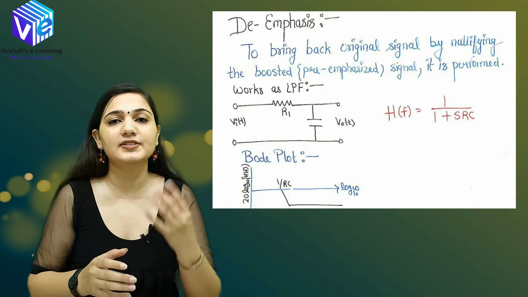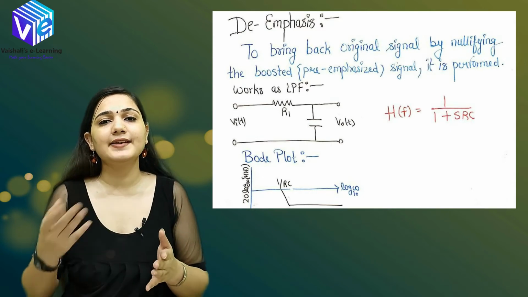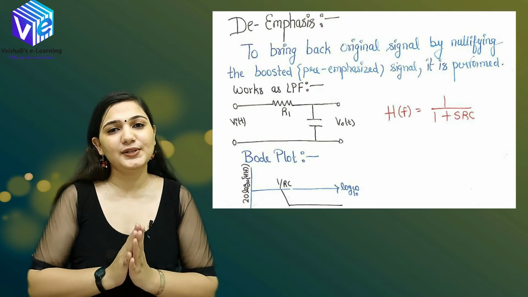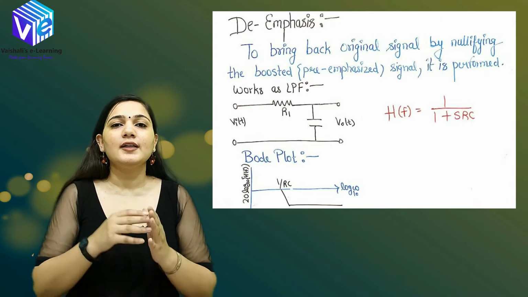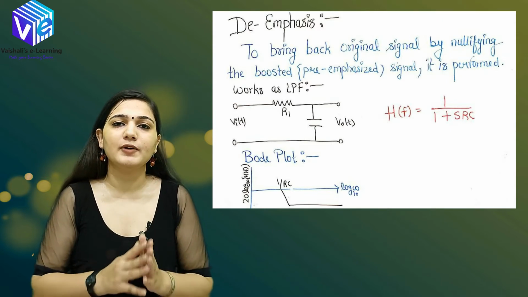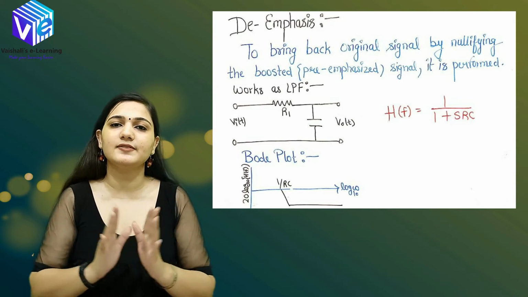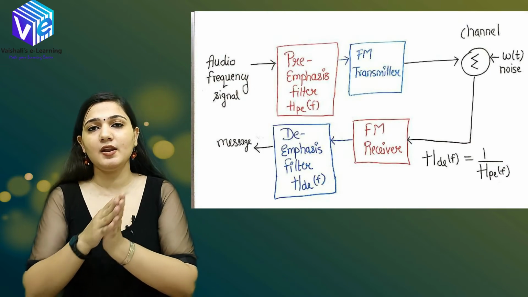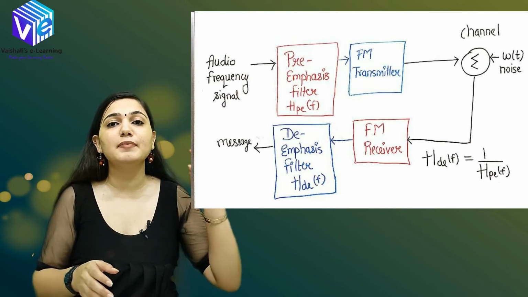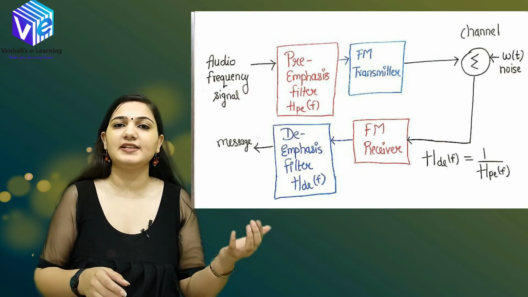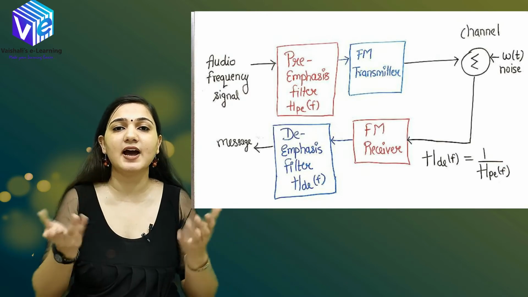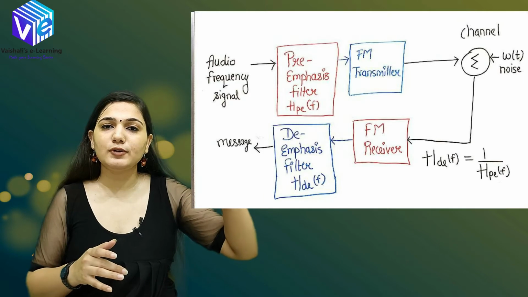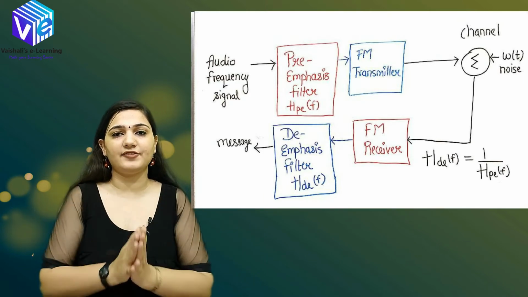Here we have a circuit which acts like an integrator, and at last it is working like a low pass filter. You can see the circuit. You know the circuit of the low pass filter. The transfer function is 1 upon 1 plus sRC. It is a very simple circuit. I hope you understand this. After the demodulation, de-emphasis is done, and before modulation, pre-emphasis is done. So pre means before, de means after. Pre-emphasis is done before modulation, and de-emphasis is done after demodulation.